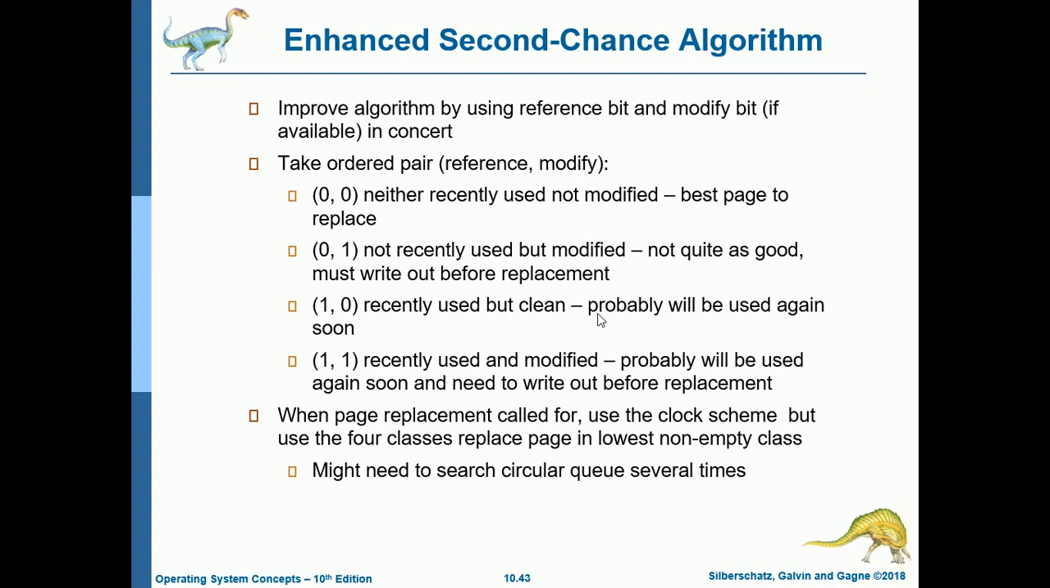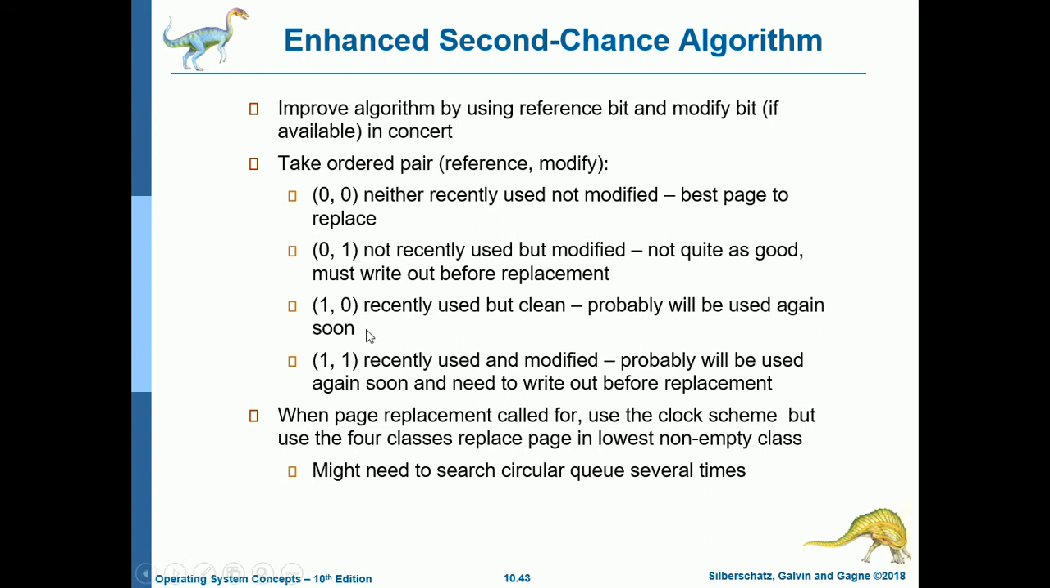So, how to enhance the second chance algorithm? Improve the algorithm by using the reference bit and modify bit if available, in concert. So take an ordered pair, where the first is for reference and the next is for modify. So 00, neither recently used nor modified, best page to replace if this is the case. Then 01, not recently used but modified, not quite as good, must write out before replacement.